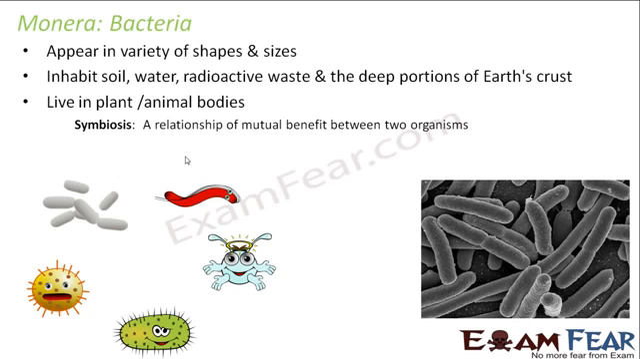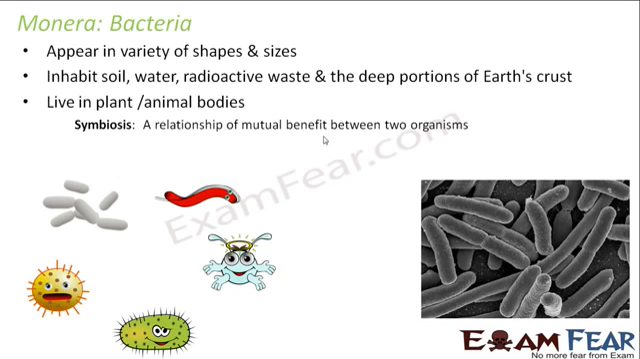So this is called symbiosis. What is symbiosis? It is a relationship of mutual benefit between 2 organisms. Sometimes it happens that bacteria reside inside the body of an animal or a plant, but it may not harm that plant or animal, it may do some benefit to the plant or animal, right? So this kind of relationship is known as symbiosis. That is a relationship of mutual benefit. That means not only is the bacterium getting benefited from that organism, the organism is also getting benefited due to the presence of the bacterium.